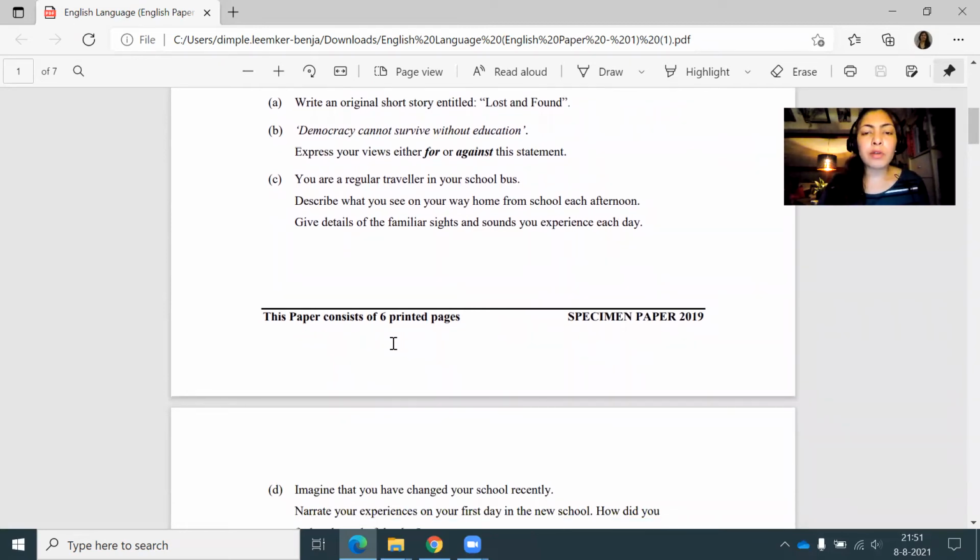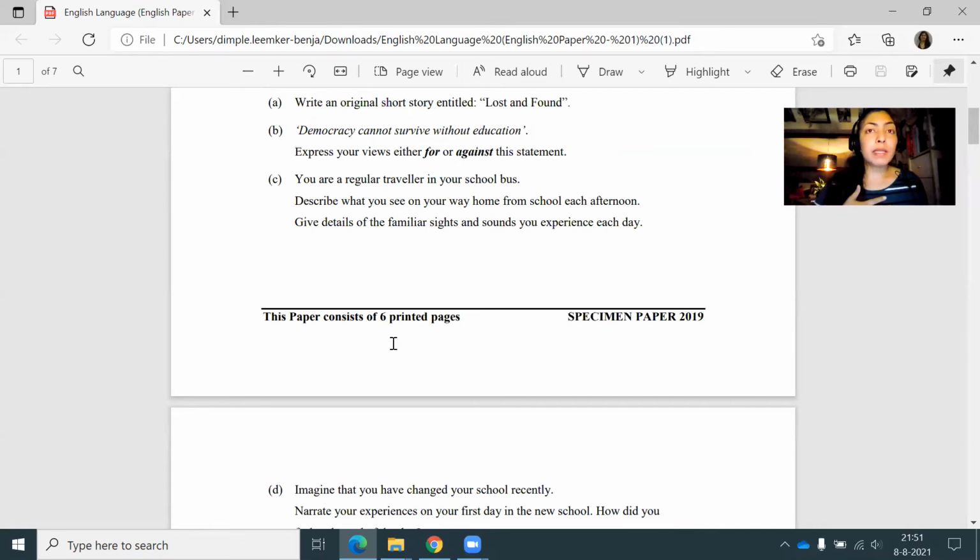So you are a regular traveler in your school bus. Describe what you see on your way home from school each afternoon. So each afternoon, what do you see on your way home from school? Not the other way around, not from home to school, but from school to home. That's what you have to describe. Read the question carefully. Give details of the familiar sights and sounds you experience each day. So focus on that, all right?